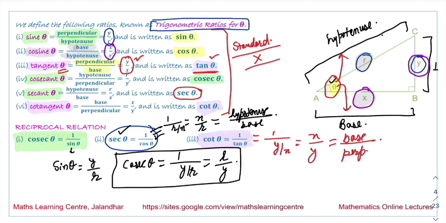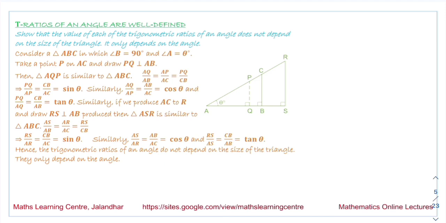Now the next thing we are talking about is that T ratios of an angle are well defined. What we are going to prove now is that we have to show the value of each trigonometric ratio of an angle. Trigonometric ratio of an angle means that a right angled triangle is given and an angle is given over there. Corresponding to that angle, we will fix the base, perpendicular, and the hypotenuse. This is the angle between the base and the hypotenuse. And we are saying that the value does not depend upon the size of the triangle, but only depends upon the size of this angle.